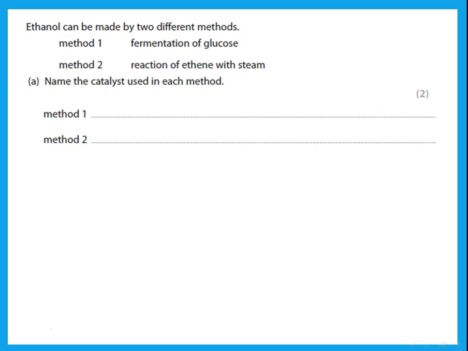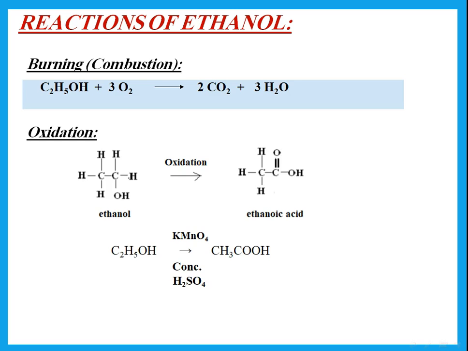Ethanol can be made by two different methods. Again, name the catalyst used in each method. So if we're talking about fermentation of glucose, you remember what we added to the glucose? We added yeast. And yeast has an enzyme called zymase. So when you add yeast to something, the catalyst is the zymase enzyme present in yeast. Now, what was the catalyst when we added steam to ethene? Ethene plus water or steam, we used phosphoric acid catalyst. Okay, please study this as much as you can.